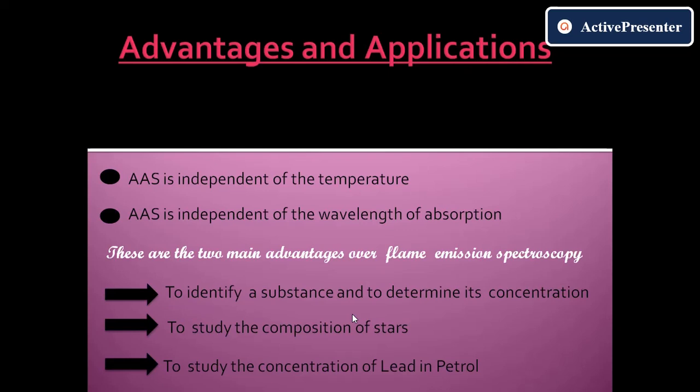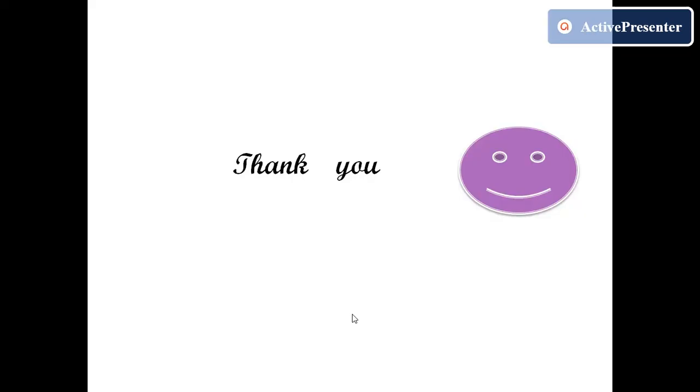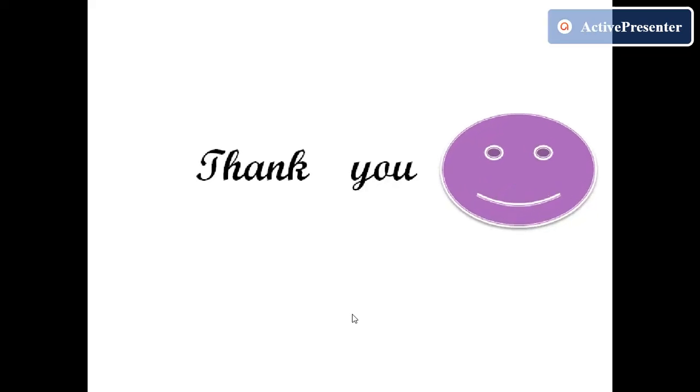Next is to study the composition of stars. When light is emitted by planets or stars, it must pass through the atmosphere, right? The atmosphere contains gas molecules, and these gas molecules absorb the light emitted by the planets and stars, and this gives another spectrum, an absorption spectrum, which is studied by atomic absorption spectroscopy. This is how the composition of stars is studied, and similarly the concentration of lead in petrol. Thank you.